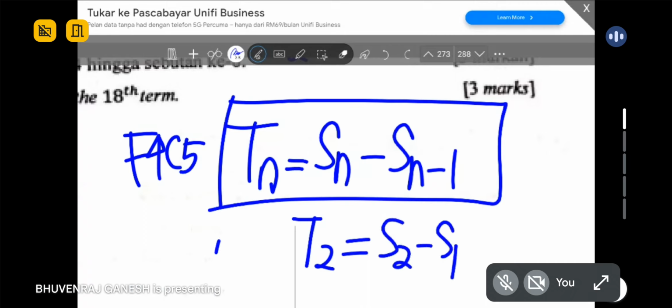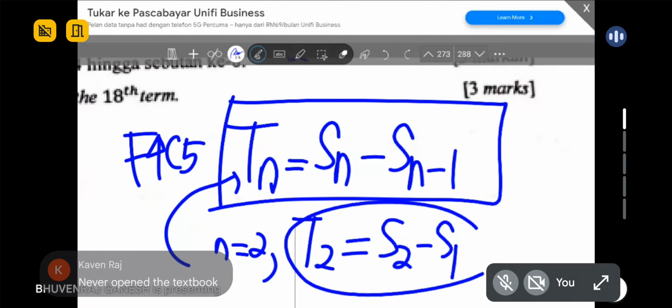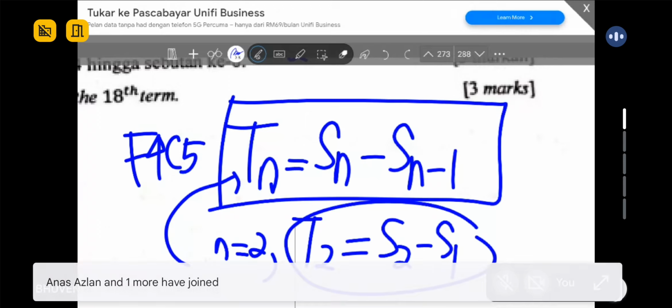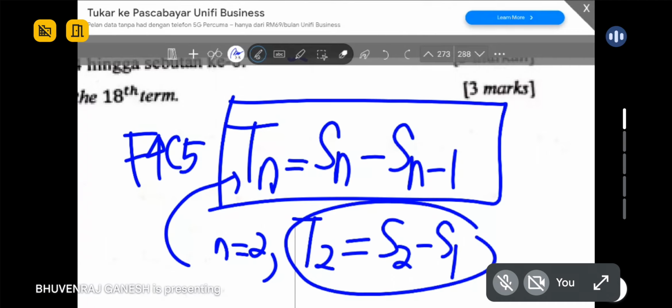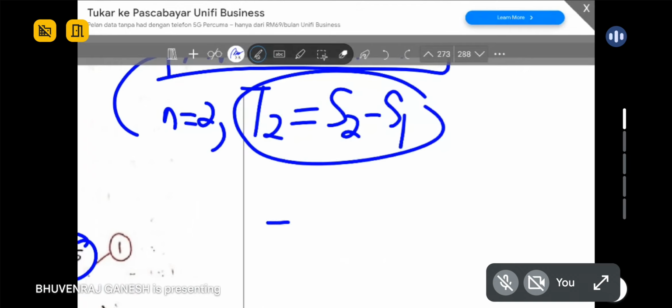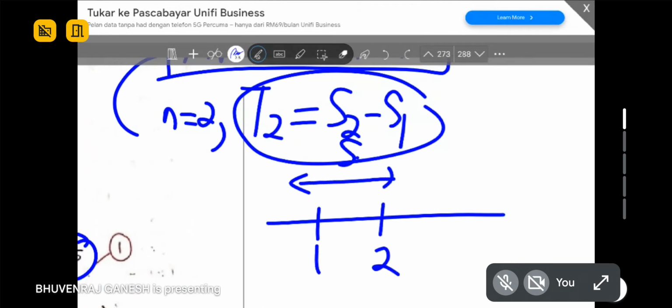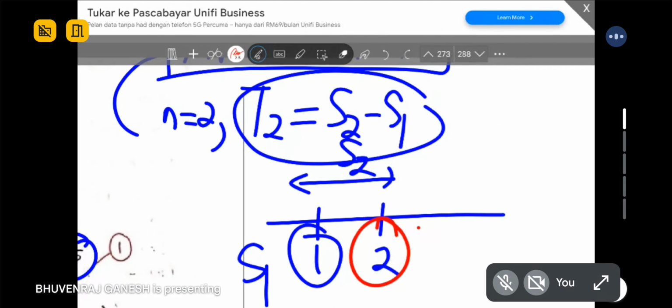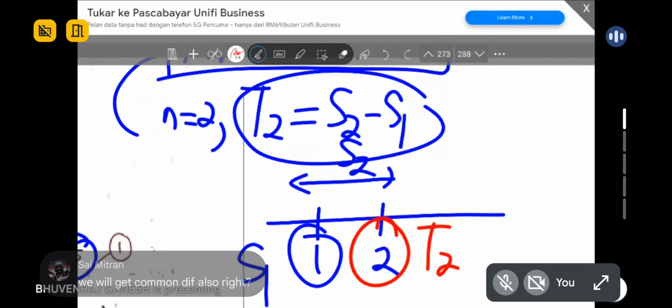Saya just ganti n sama dengan 2 dalam rumus ni. Understand? So I get... Okay, the concept is sum of the first two terms minus the first term. You get the second term. That is the concept. Alright? So you guys can imagine like this, just draw a number line. 1, 2. So this is S2, right? This one is S1, right? So S2 minus S1, I get T2. Faham tak guys?